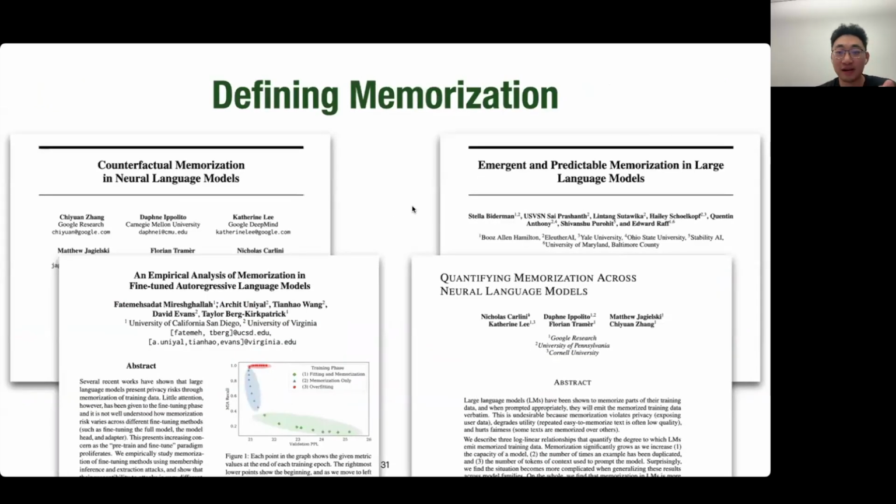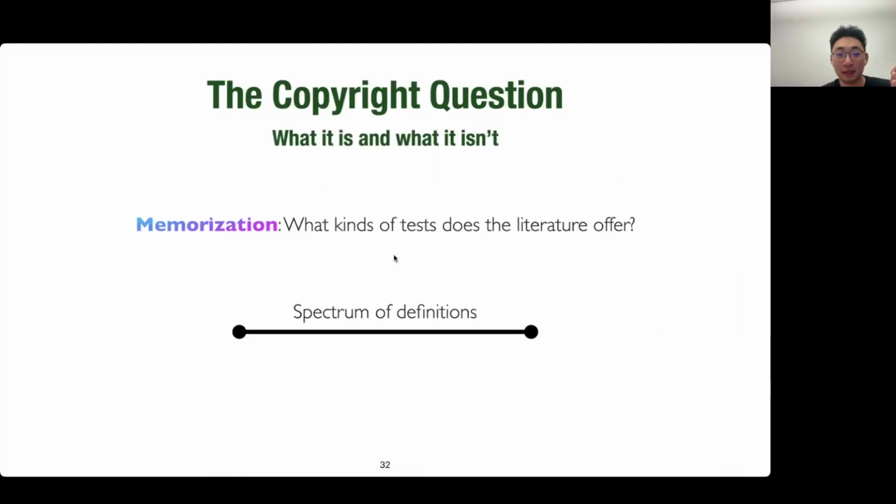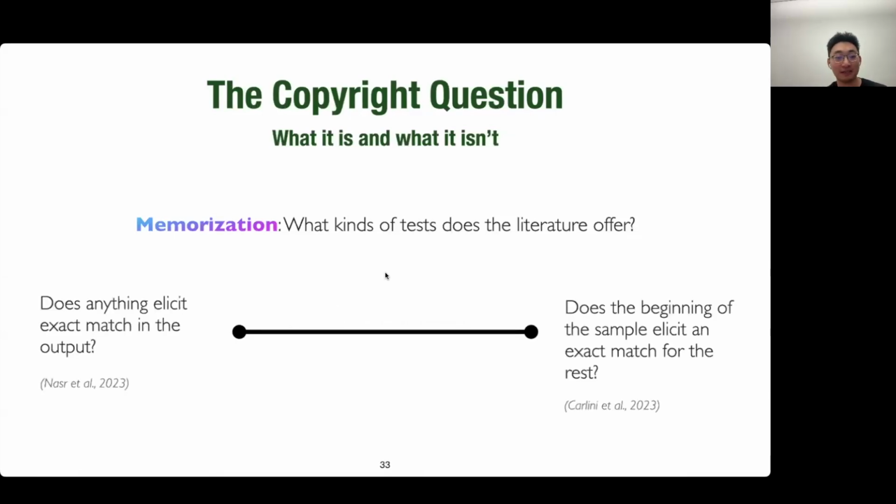Of course, we're not the first to define memorization. There are many prior works that identify memorized text based on different statistics or definitions. But really, they all lie on this spectrum. On this spectrum, there are so many definitions. On one side, here's a representative one that says, is there any input that can exactly elicit the output? On the other side, we have another definition that says, does the beginning of the copyright data elicit that exact match of the rest?